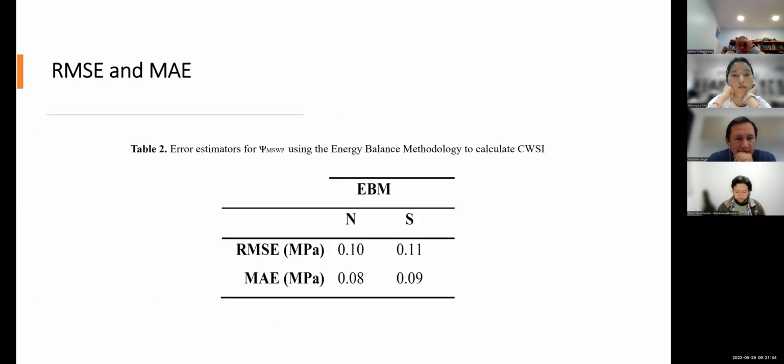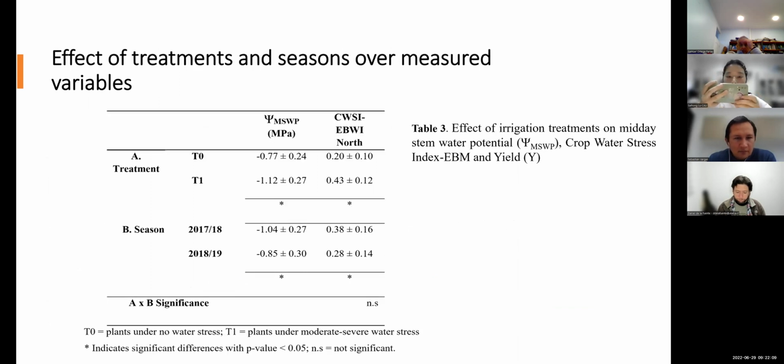On this table, we can see the error estimators that range between 0.08 and 0.11 megapascals, which is in line with what's been found in literature. And on table 3, we can see the effect of treatments and seasons over the measured variables, where we can identify that there's a significant difference between treatments and between seasons, with no interaction between the aforementioned.